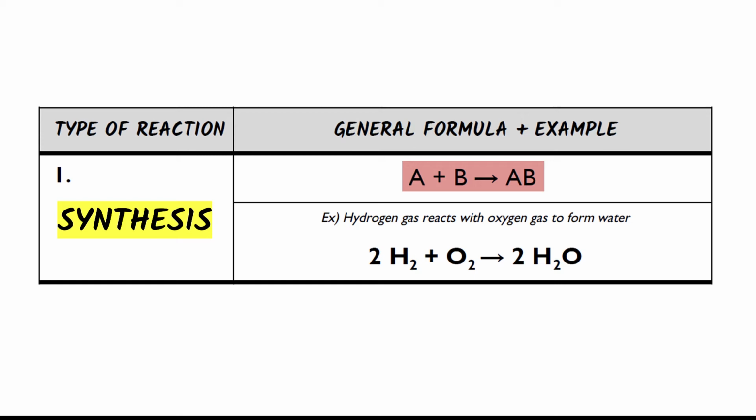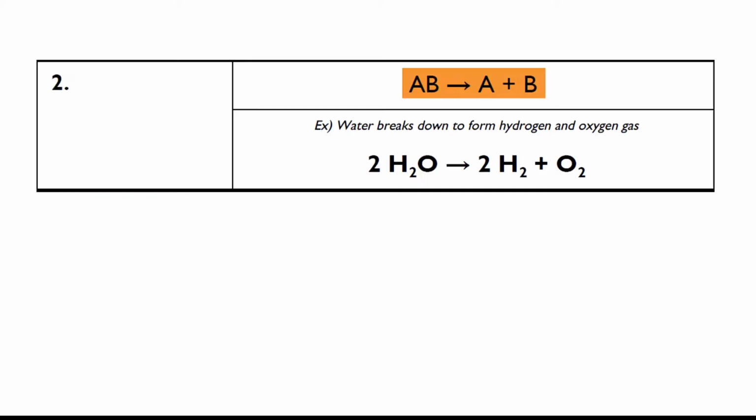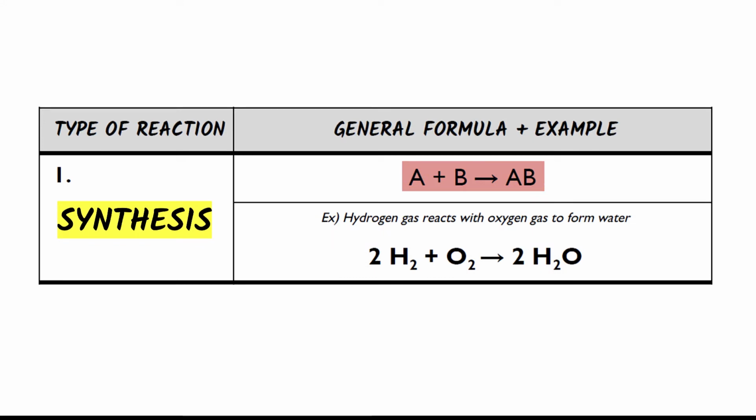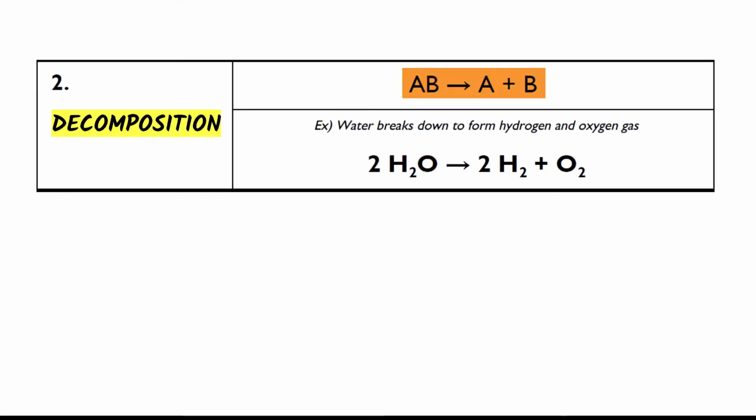An example would be hydrogen gas reacts with oxygen gas to form water. So H2 plus O2 reacts to form H2O. 2 different elements react to form one compound, water. Our next example is decomposition. It is the opposite of synthesis, and so I'm using exactly the opposite example here. So instead of taking hydrogen and oxygen and combining them to make water, let's start with water and break that water apart into hydrogen and oxygen gas.